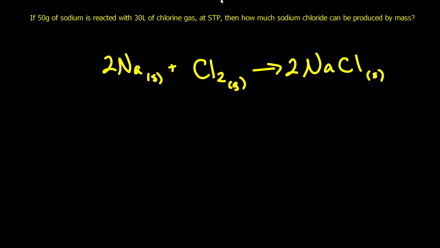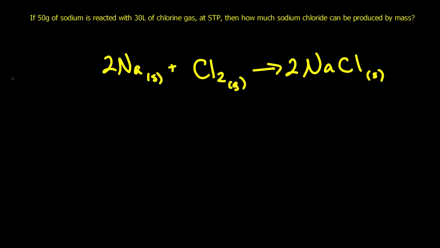Alright, next problem. If 50 grams of sodium is reacted with 30 liters of chlorine gas at STP, then how much sodium chloride can be produced by mass? So first thing I notice is I have a quantity for 2 reactants. If I have a quantity for 2 reactants, that means one of them is limiting. So first I got to figure out which one is a limiting reactant in order to figure out which one to use for my stoichiometry. So let's do some mole conversions for that one.